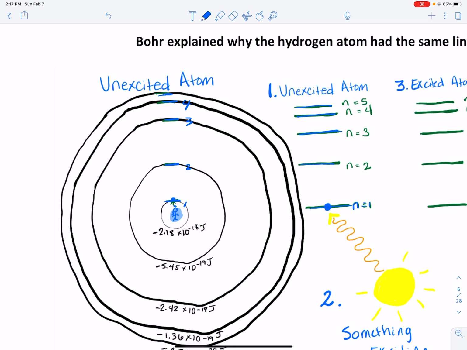And Bohr says, okay, I've got a number, and this is the energy the electron has to have when it's in this orbit. This is the energy the electron has to have in this orbit. It's this energy and then this and this. So that's what it is. And the farther out they get, the higher and higher the energy.